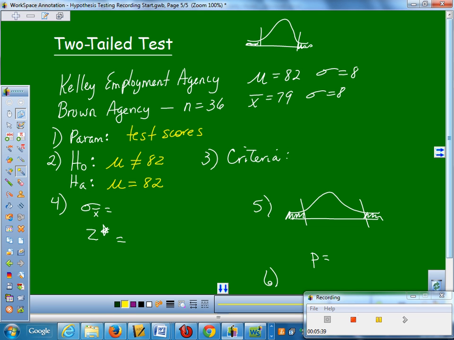The criteria then, of course, what kind of a distribution are we using? That's normal. And we need to set a probability level. Normally I'd ask you guys to set it, but since I can't hear you, we're going to set it at 0.05. So we want it to be less than 5%, or in other words, we're trying to be 95% confident or higher.